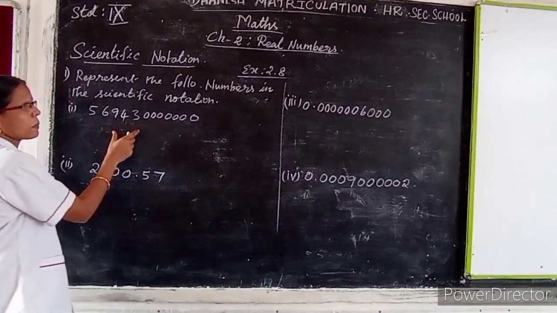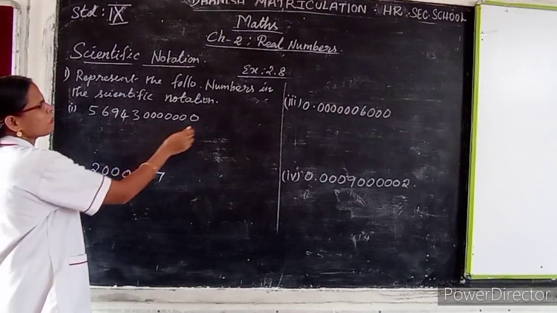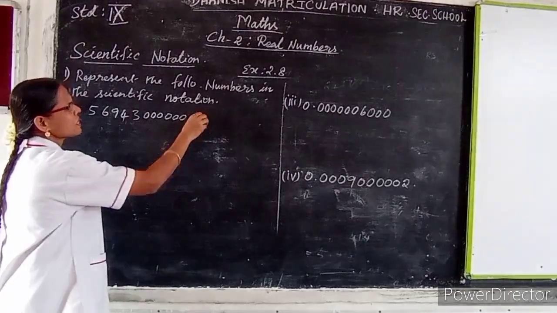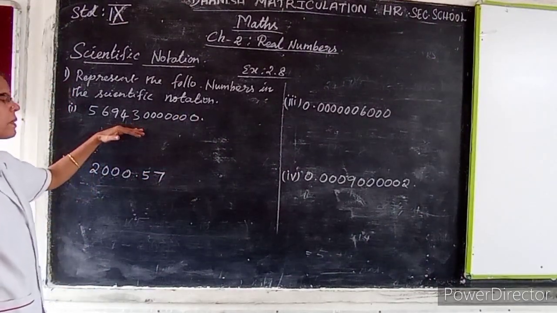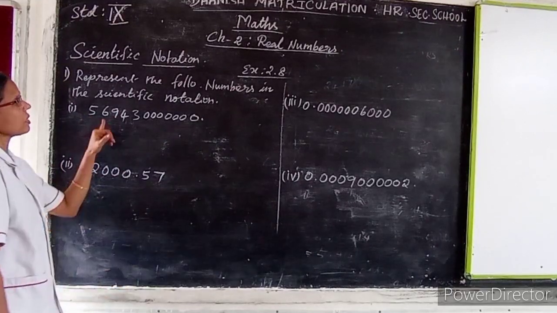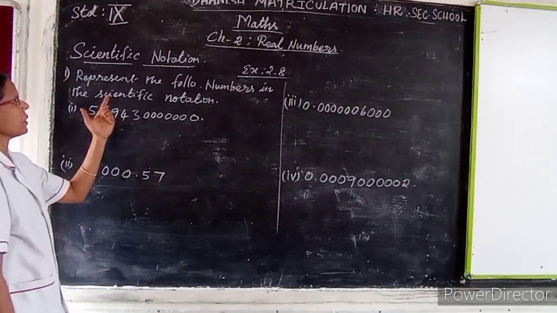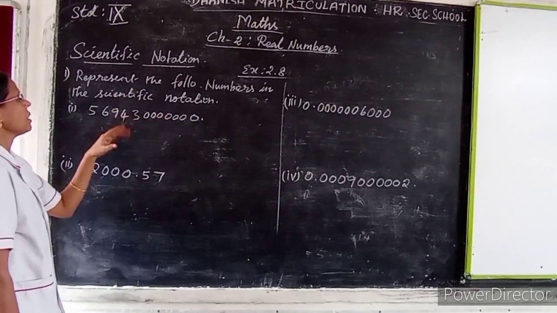Here, this is the decimal point. There is no decimal point given in it, so I assume that the last place is the decimal point. Given all numbers are decimal only. So, write this decimal number into scientific notation.